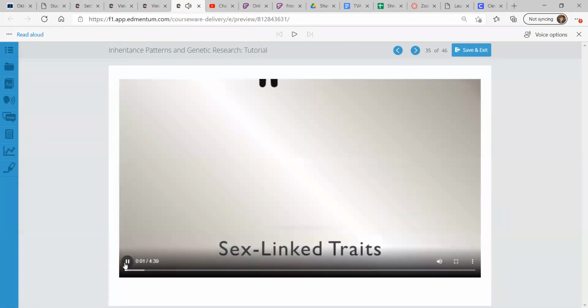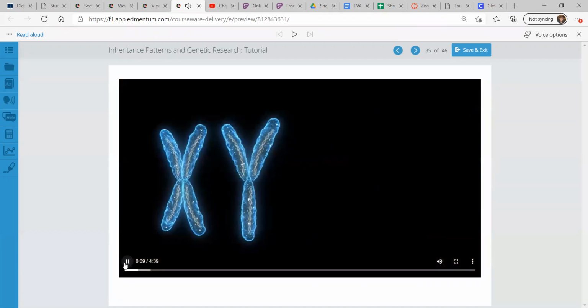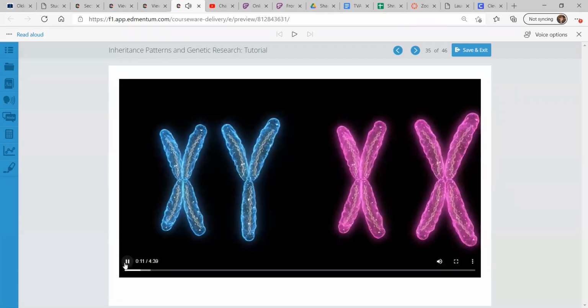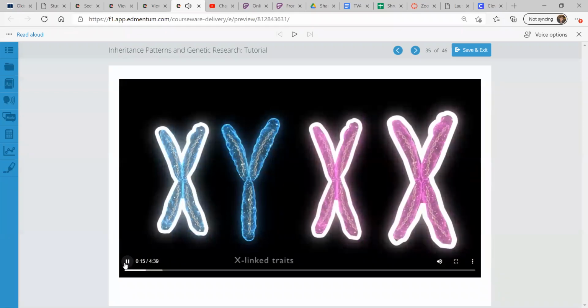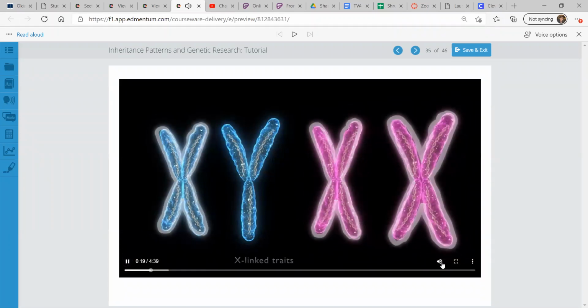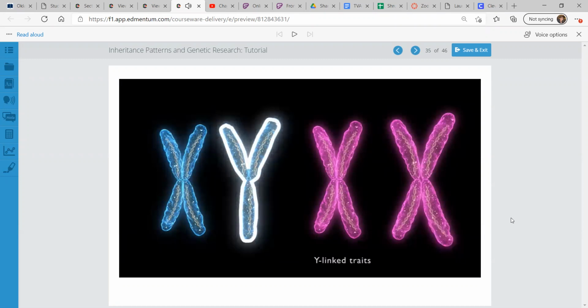It's a fact of life. Males and females are different. One of the main reasons they're different is because they have different chromosomes. Males have XY chromosomes, and females have XX chromosomes. Traits that appear on the X chromosome are called X-linked traits. Traits that appear on the Y chromosome are called Y-linked traits.